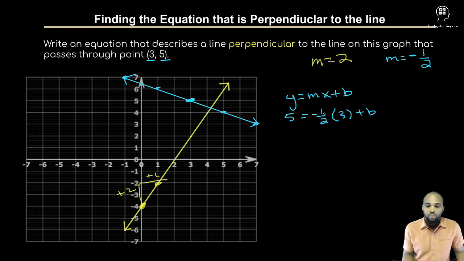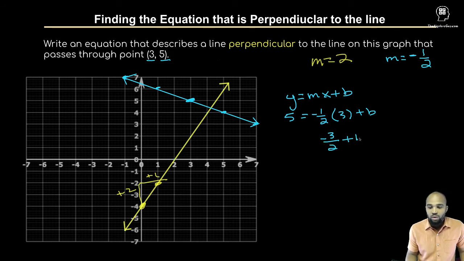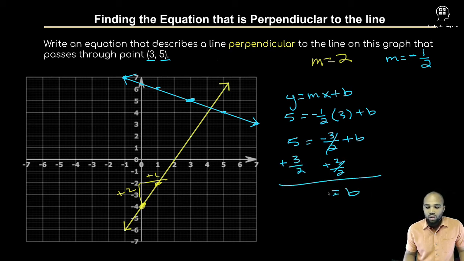Let's solve this for b. Negative 1/2 times 3 is negative 3/2 plus b equals 5. I'm going to add 3/2 on both sides to get rid of that on this side, and do the same thing over here. So that leaves me with b equals 5 plus 3/2. Let's do that somewhere over here, in a different color: 5 plus 3/2.